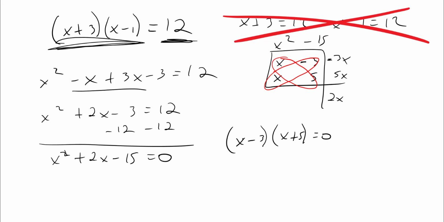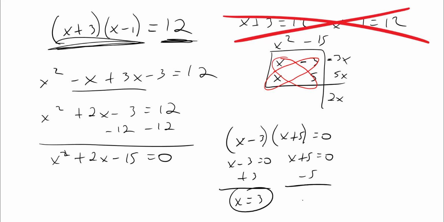Very important, equals 0. Okay, now x minus 3 equals 0, x plus 5 equals 0, and then we solve. So we add 3 to both sides, x equals 3, and subtract 5 from both sides, x equals negative 5. Okay? Right, it's not bad. So again, I had to FOIL that out, then set it equal to 0 and solve. So that's not bad.